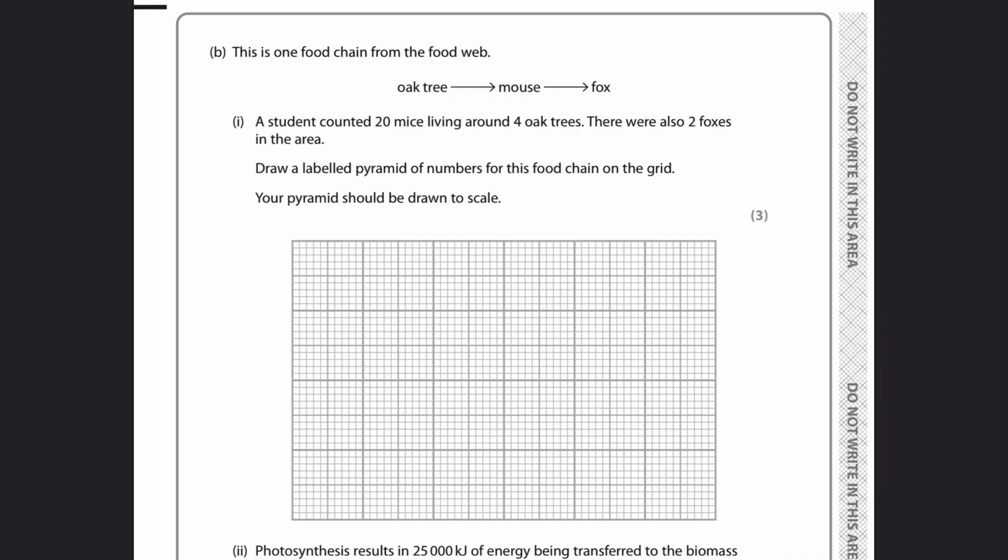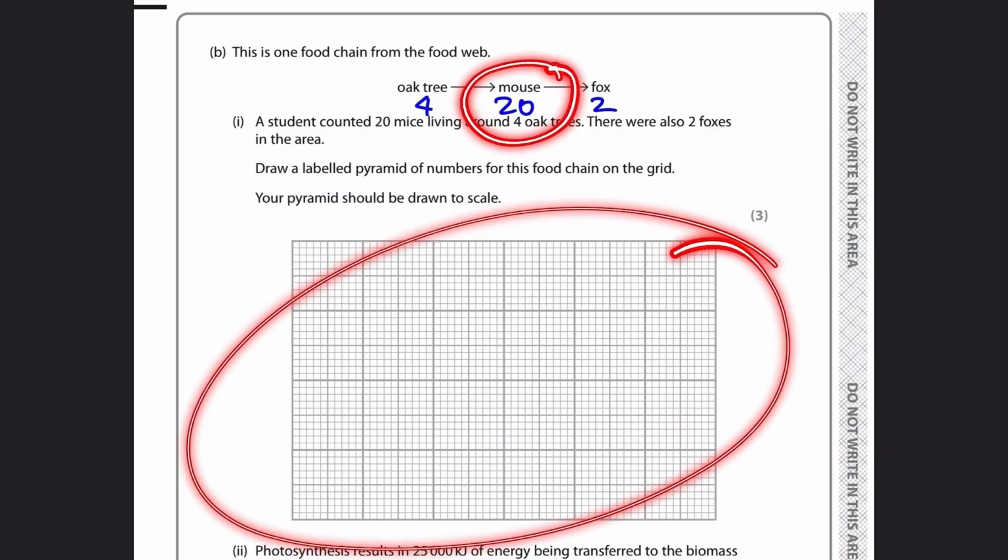And it says, the student counted 20 mice. So that's 20 mice, 4 oak trees, and 2 foxes. And they asked you to draw a pyramid of numbers for this food chain on the grid, and it has to be drawn to scale. It means that it all has to make sense numerically. So when I think about how to draw this pyramid, I have to think about the widest part, which is the 20 mice. So how can I represent 20 on this graph?